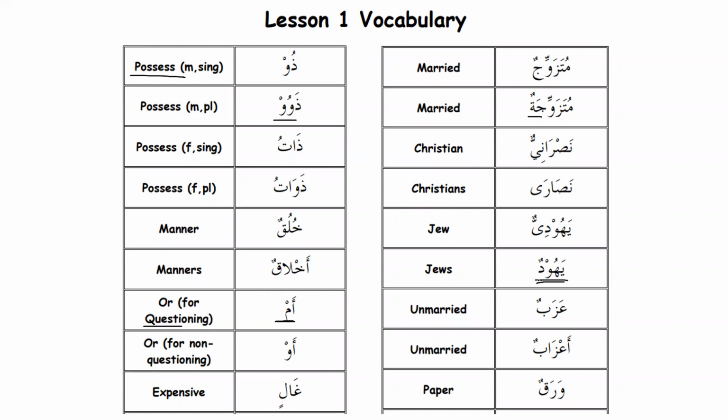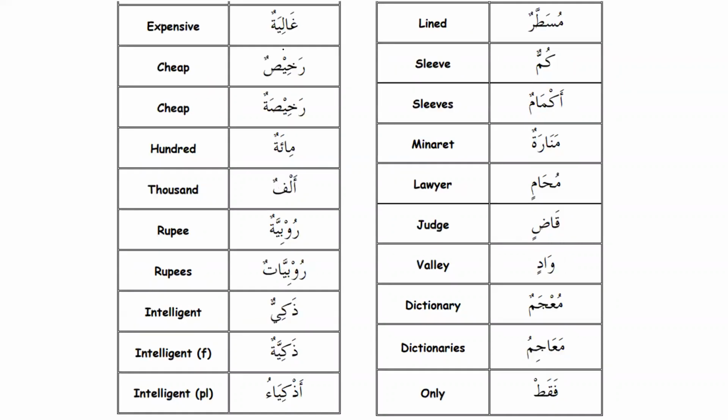So it's very important for us to memorize the plural as well. Azabun, unmarried, and the plural is Azabun. Then we have Waraqun, and we know the plural of Waraqun is Awraqun. Ghaliyatun, expensive, is used for the feminine. Ghalin is used for the masculine. Rakhisun is the opposite of ghaliyatun, cheap, and rakhisatun is the feminine of rakhisun.